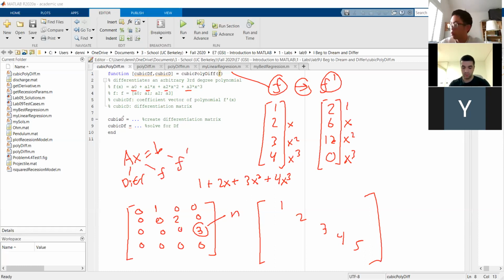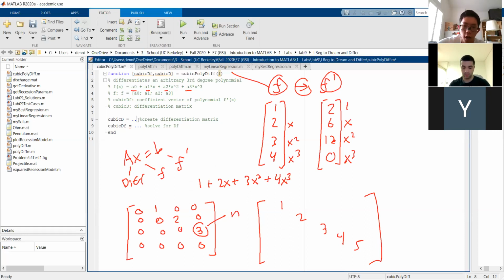Now, with that knowledge, we can code this. Let me show you a way to do this very cleanly. We have 1, 2, 3 as this kind of diagonal. What we can do is this: we'll make this diag.